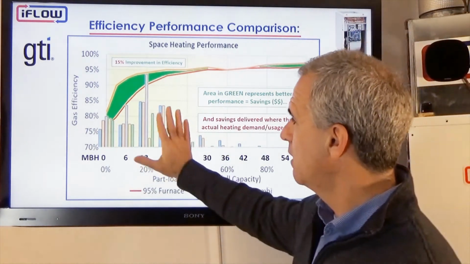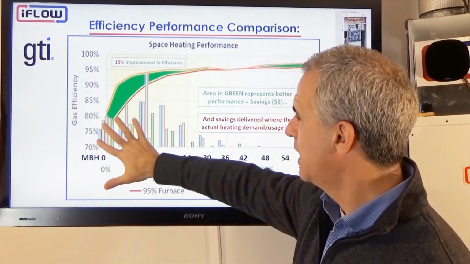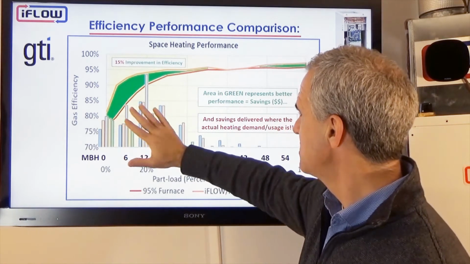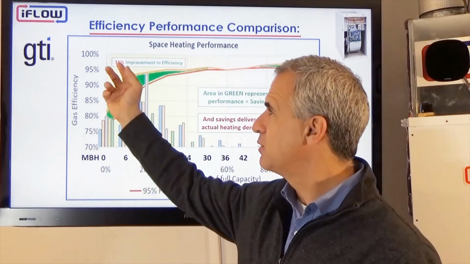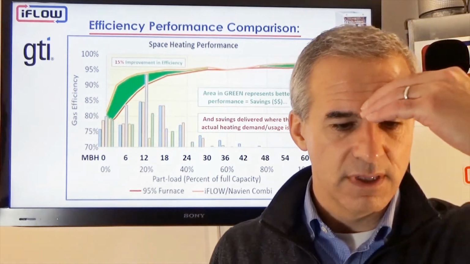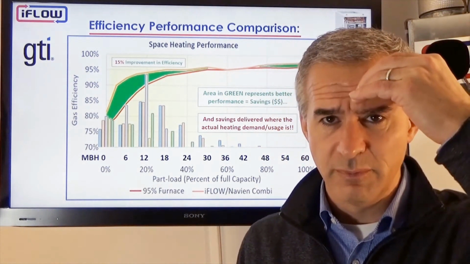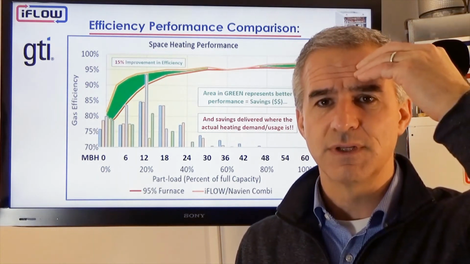And that is where most of the distribution is. So our performance advantage is where most of the heating is, and that's why we can get a 15% improvement. You would think, well, okay, if it's a 95% furnace and you're 15% better, how do we get the 15% improvement? That would mean you're 110%.